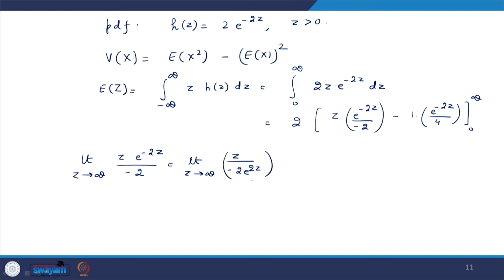As z tends to infinity, it will be infinity upon infinity, and you can take the minus outside. So when it is infinity upon infinity, you can apply L'Hospital rule. The limit as z tends to infinity is minus the derivative of the numerator, and the derivative of the denominator comes in the denominator, so it is 4 times e raised to power 2 z. As z tends to infinity, the denominator will tend to infinity, so this tends to 0. Here also, when z is tending to infinity, this tends to 0. So, what is the final value of this?